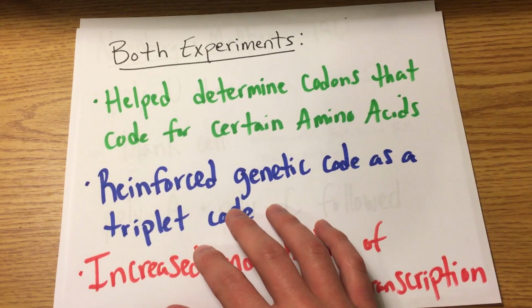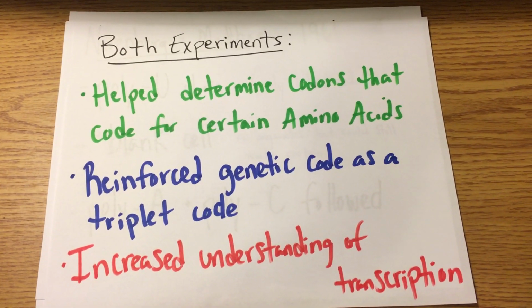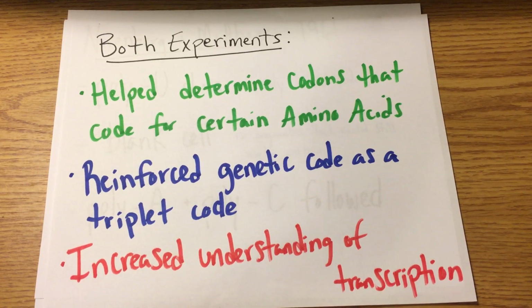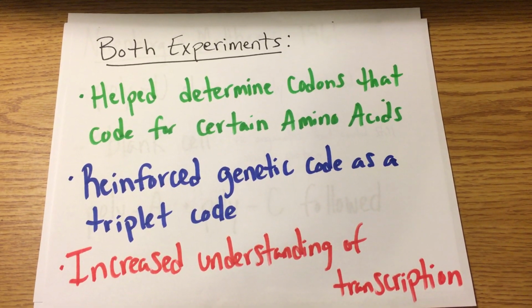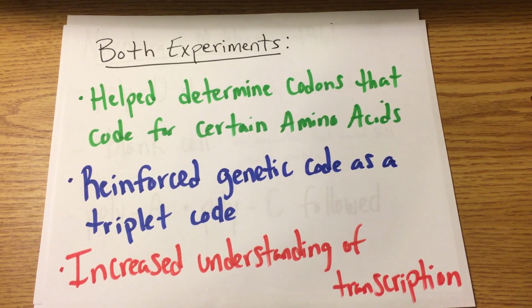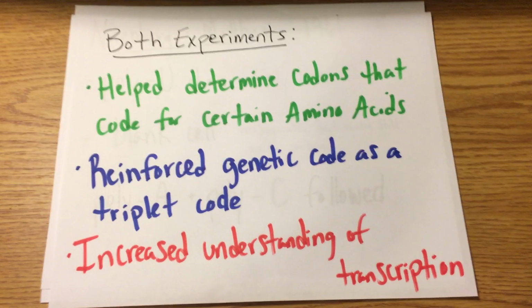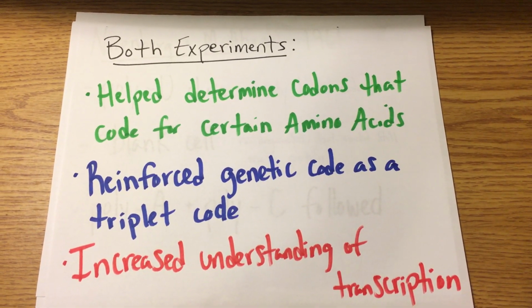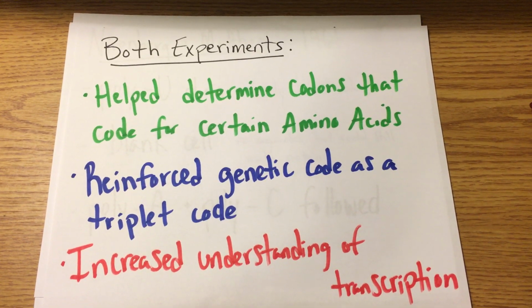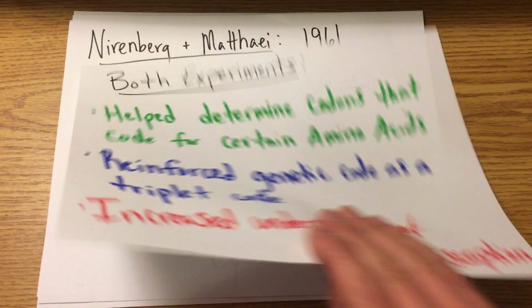Both of those experiments helped determine that codons code for certain amino acids. We knew that there were 20 amino acids and that there were 4 nucleotide bases, but we did not know how that made up the amino acids. It also reinforced that the genetic code is a triplet code. We had only hypothesized this before the experiments, but this gave more concrete evidence, and it also helped in our understanding of transcription.